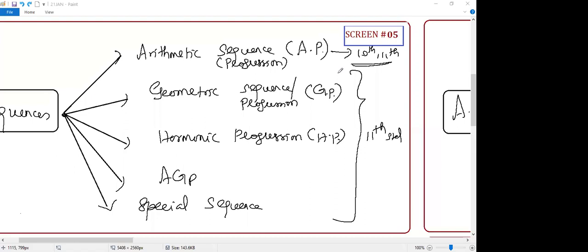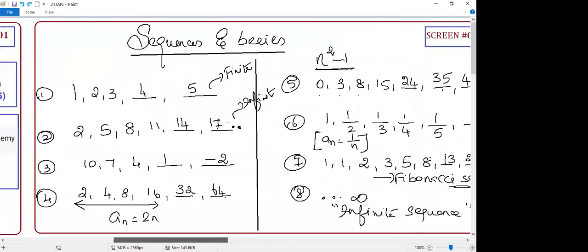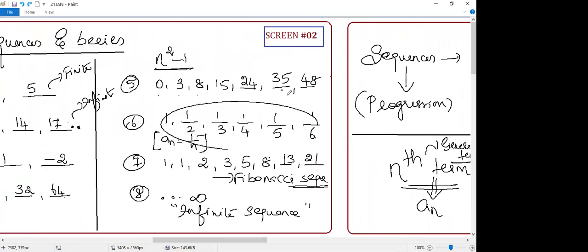Okay, guys, what does HP mean? If the reciprocal of the sequence is AP, then the given sequence is called HP. What a beauty, correct or not? So there is no separate definition of harmonic progression. Guys, I think I have an example here. I have written something now. This is AP. This is AP, and this is GP, because the ratio is the same. Correct or not? 4/2 is 2, 8/4 is 2.